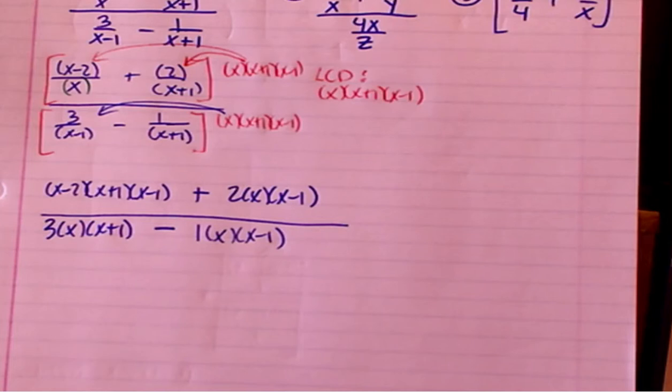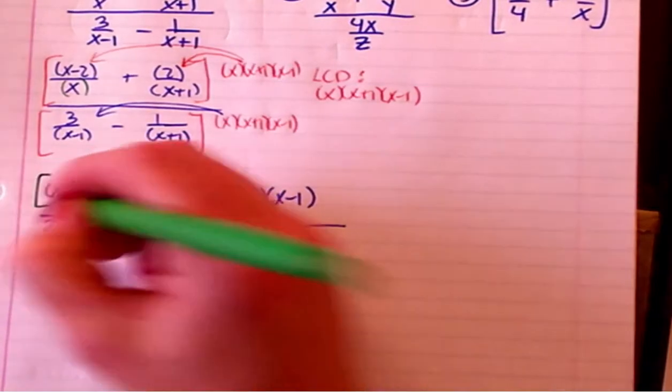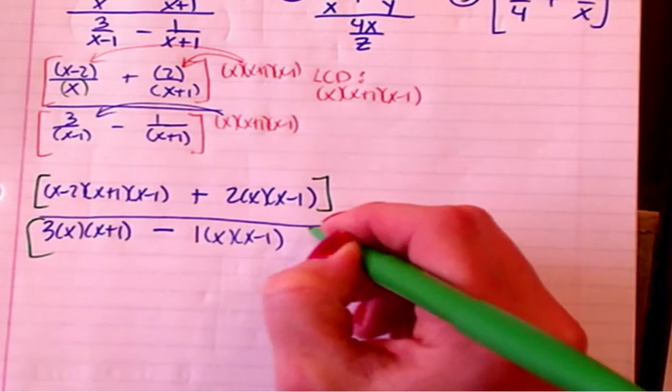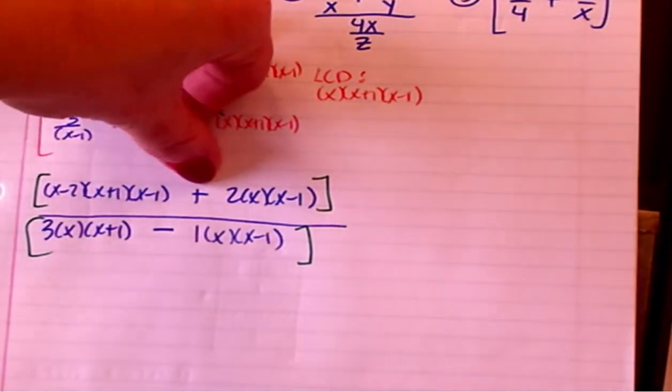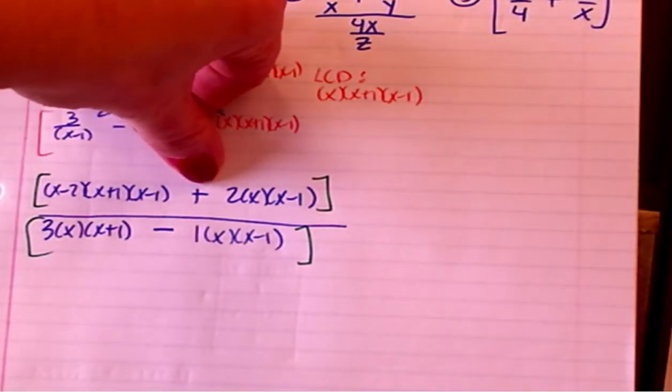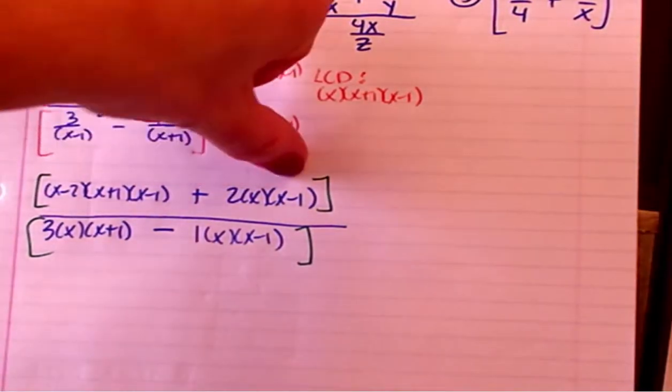All I did is I turned my complex fraction into a simple fraction. I did not get rid of PEMDAS. You still have implied grouping symbols around the top and the bottom of your fraction, which means you cannot divide until you finish the parentheses in the top. Okay, so I need to distribute and add.